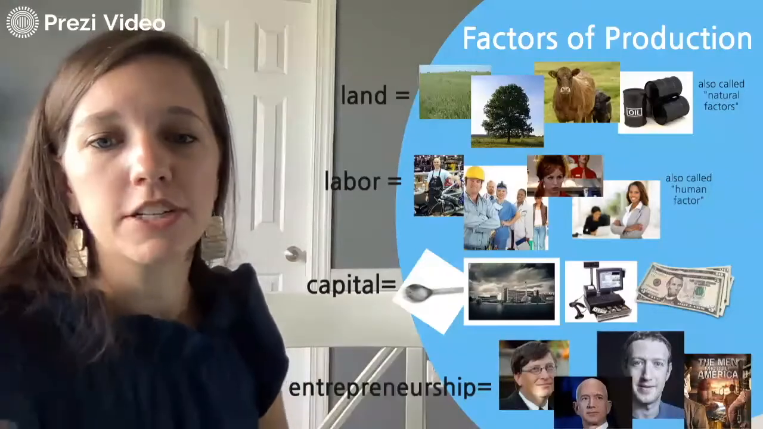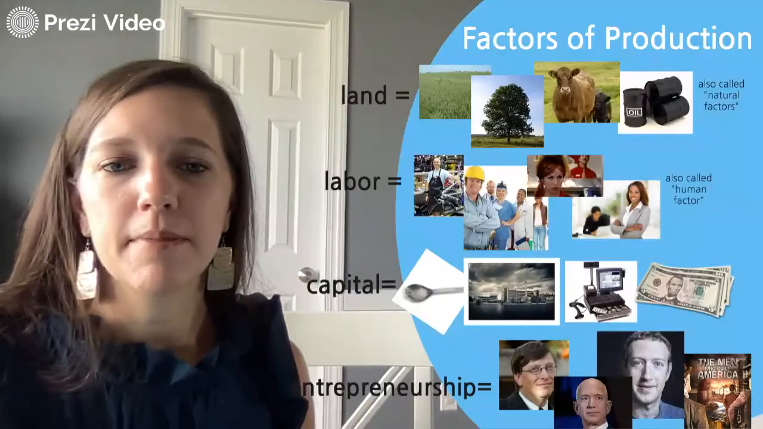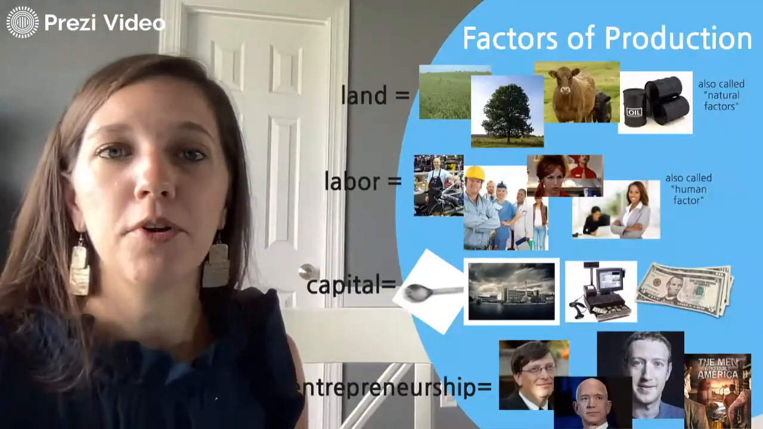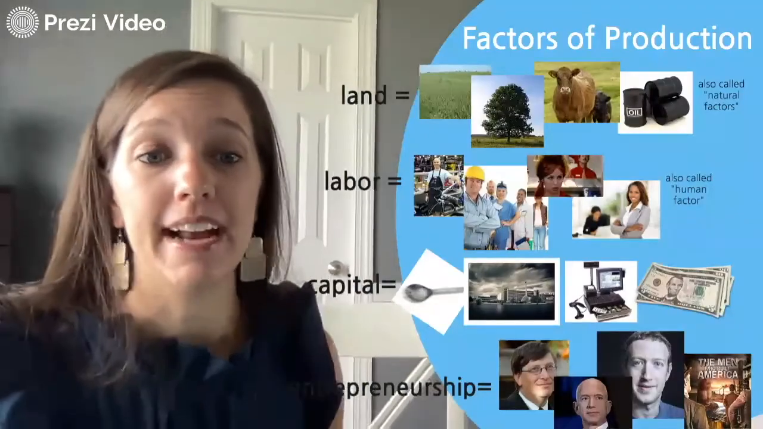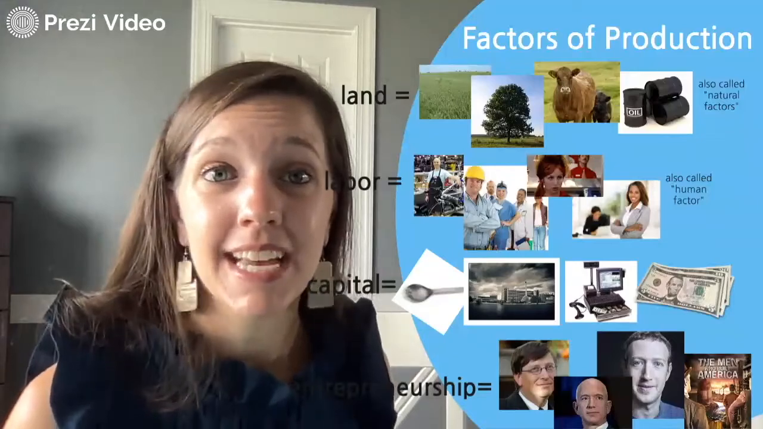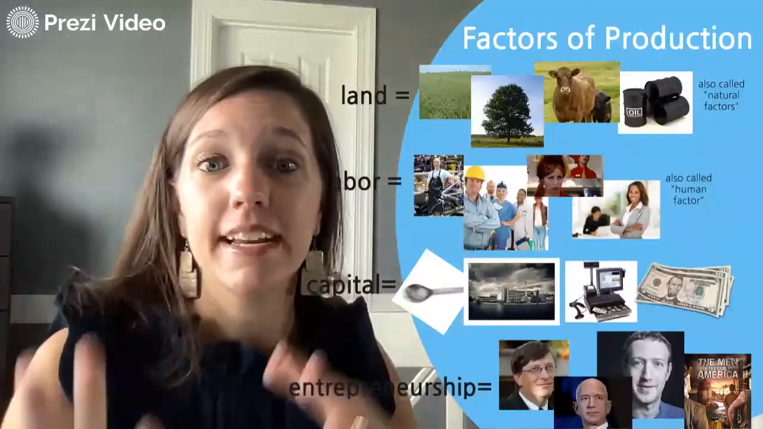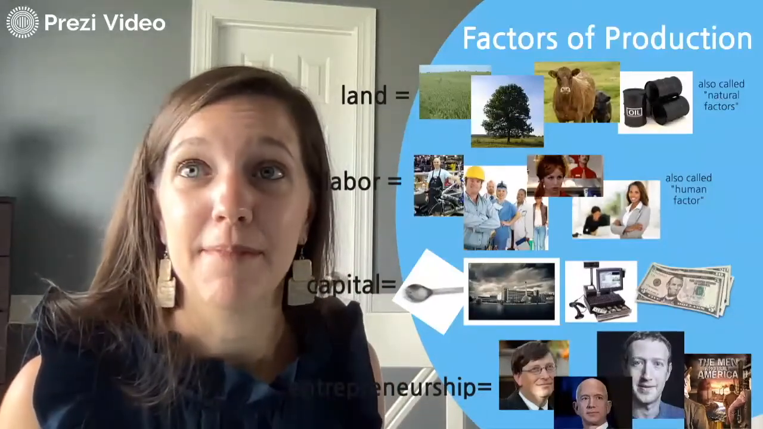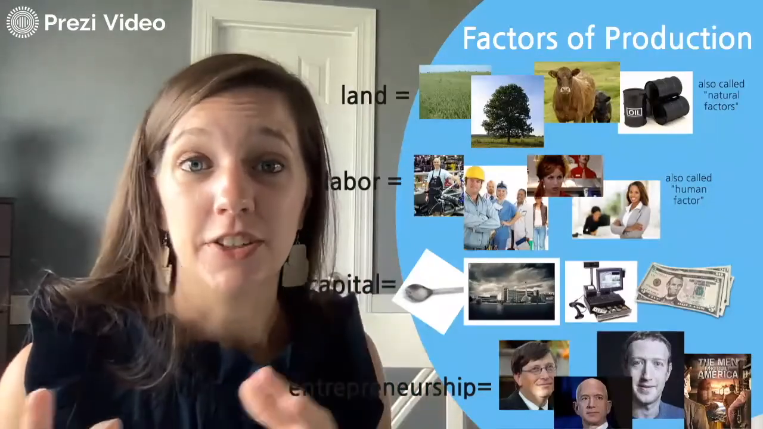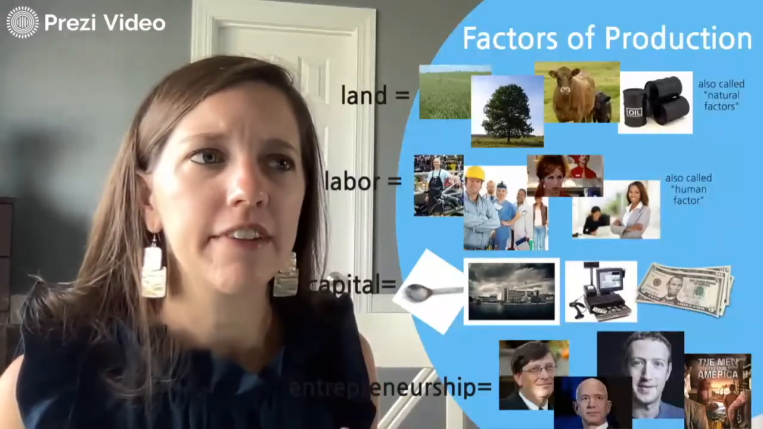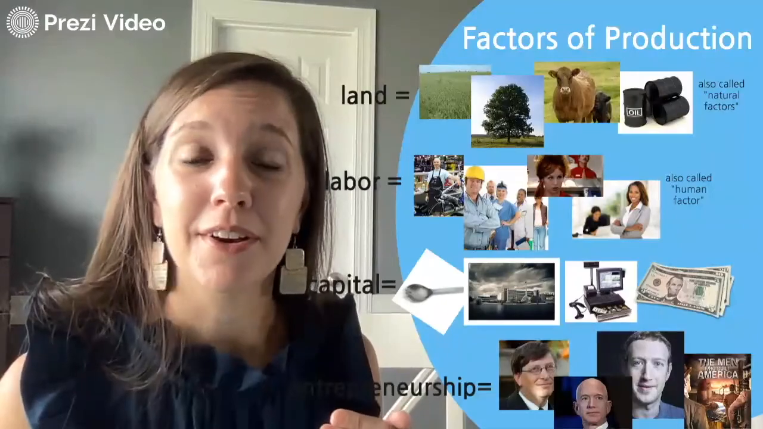And the last one is entrepreneurship. Entrepreneurs are the people who took a risk and invested in starting a business or coming up with an idea. So these are people like Bill Gates, Steve Jobs, Mark Zuckerberg. If you've had American history, you could think about the captains of industry, or some people would say the robber barons of the industrialization period, like Carnegie and Rockefeller and JP Morgan. Those would all be called entrepreneurs.